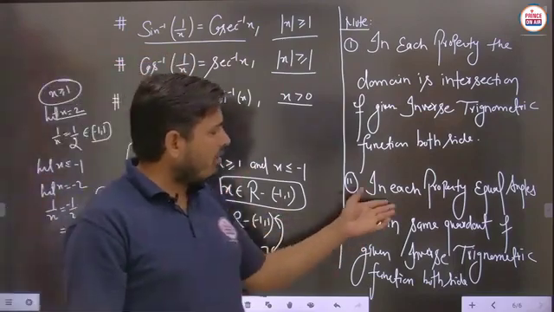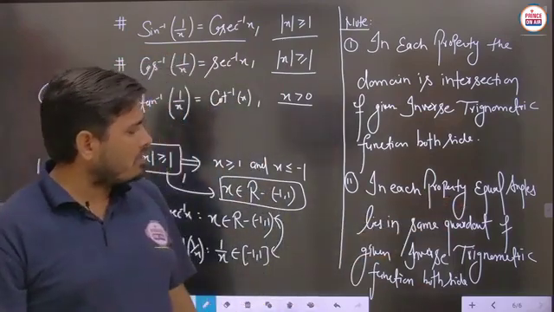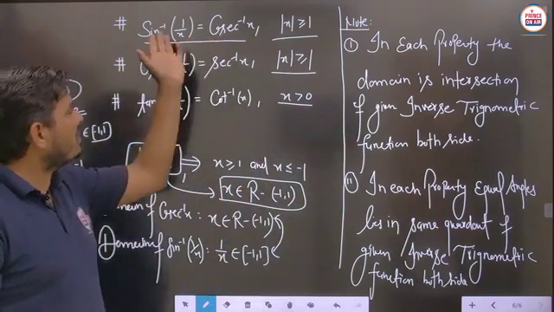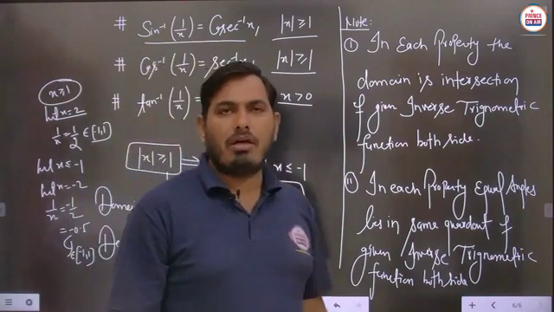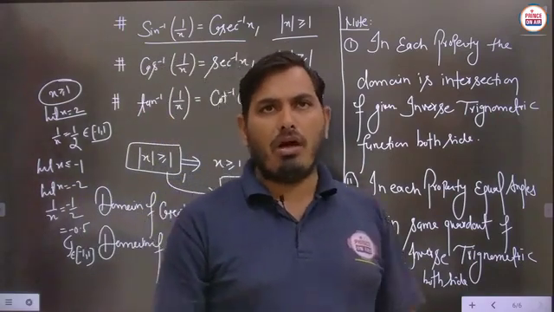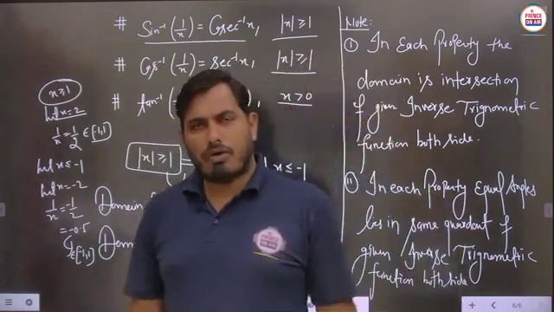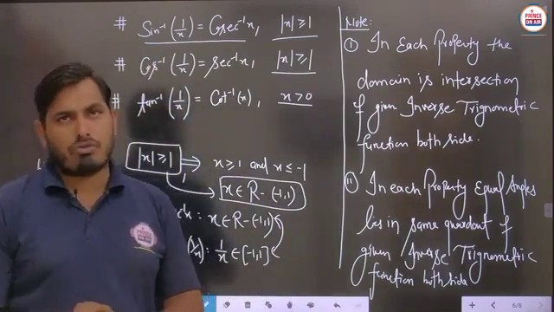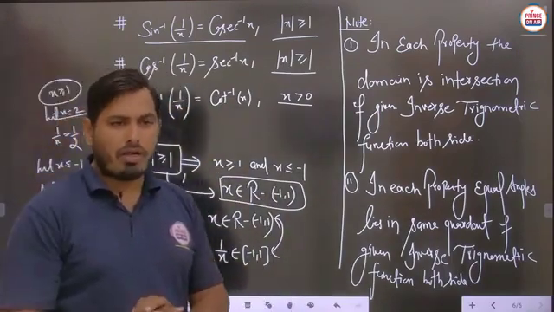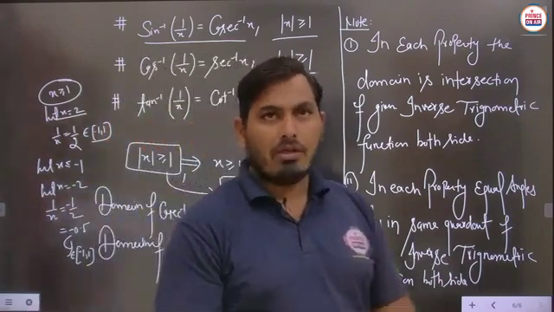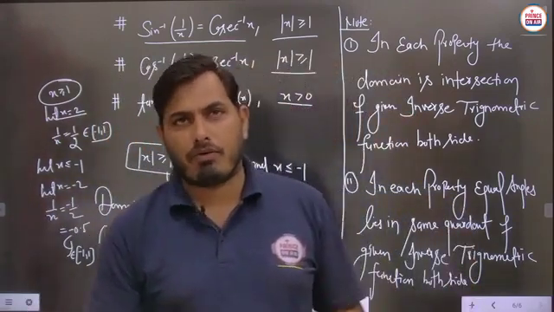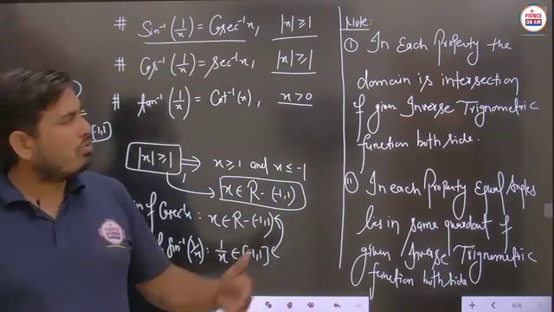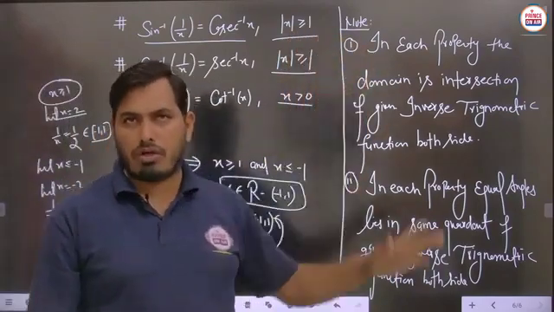Now the second one: in each property, equal angles lie in the same quadrant. So basically here this is cosec inverse and this is sine, meaning sine and cosec both functions provide a positive answer in the first and second quadrant and a negative answer in the third and fourth quadrant. But in the case of inverse, we just have to define the principal value of both the functions, then definitely the answer should lie from minus pi by 2 to pi by 2 except 0. So 0 is not included here.